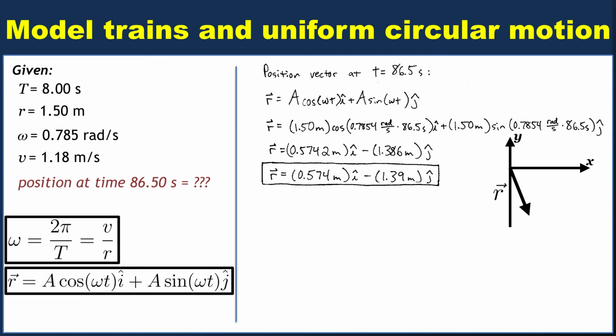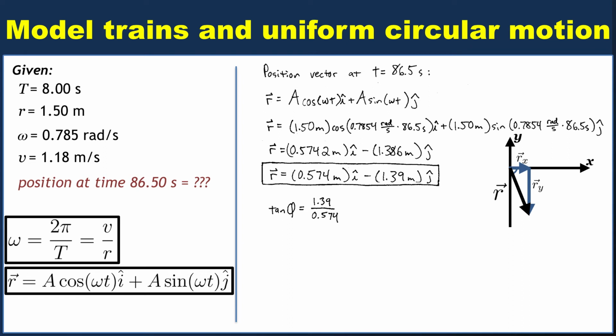And we can decompose that into Rx and Ry vectors. And then I'll mark this little angle in the corner there, the upper left corner of that triangle. If we figure out that angle, then we can describe the position of the train. So the tangent of that angle, which I'll call phi, must be the ratio of the length of the opposite side of that triangle to the length of the adjacent. So that means in this case, the tangent of phi is 1.39 meters divided by 0.574 meters.